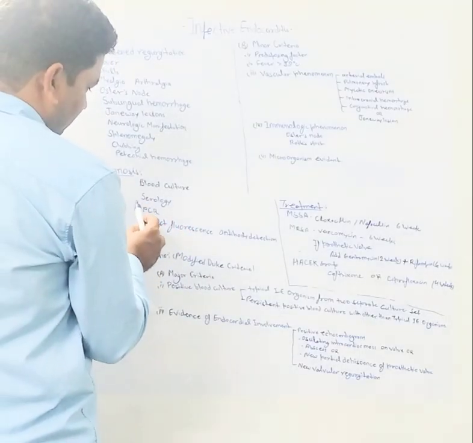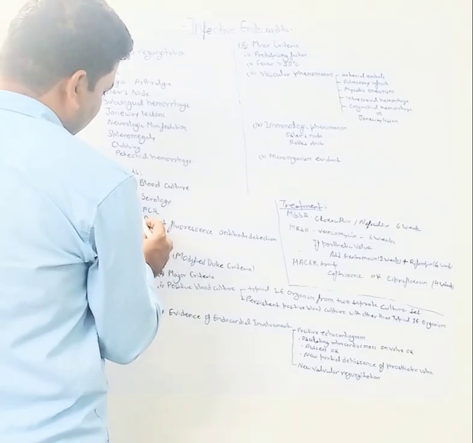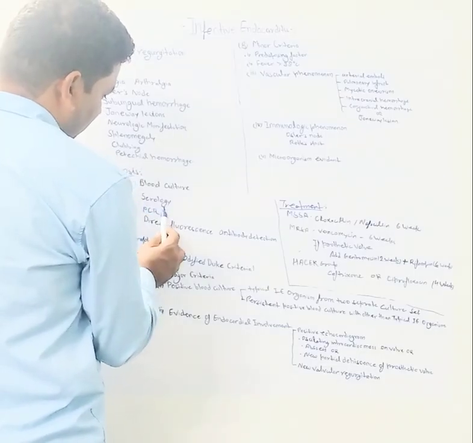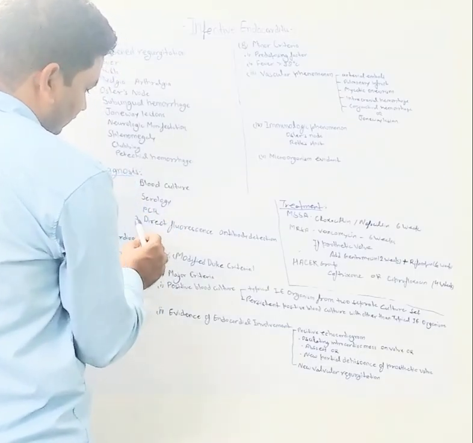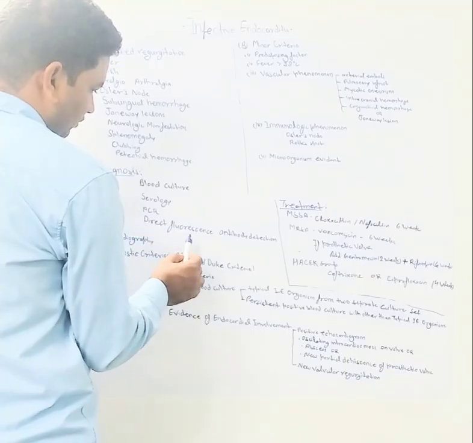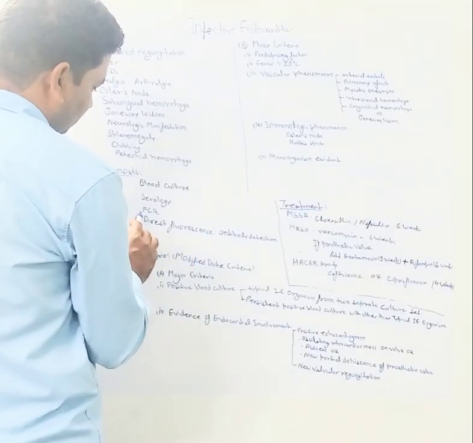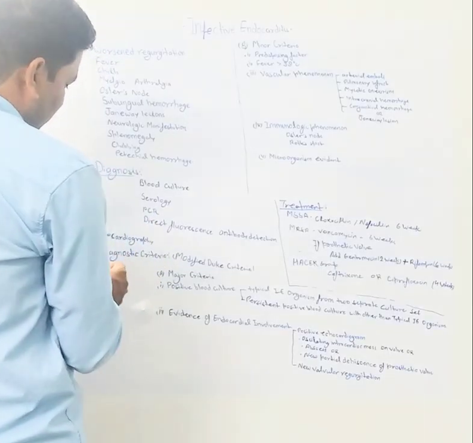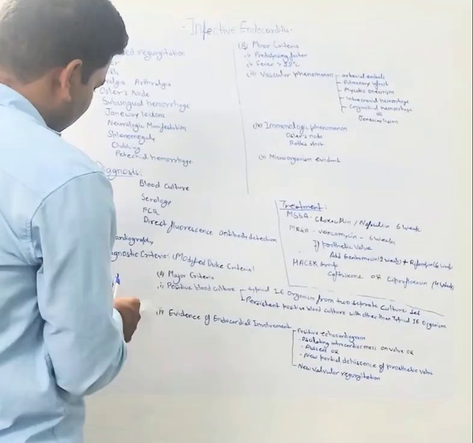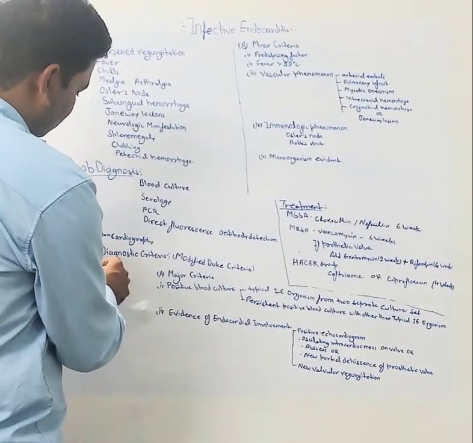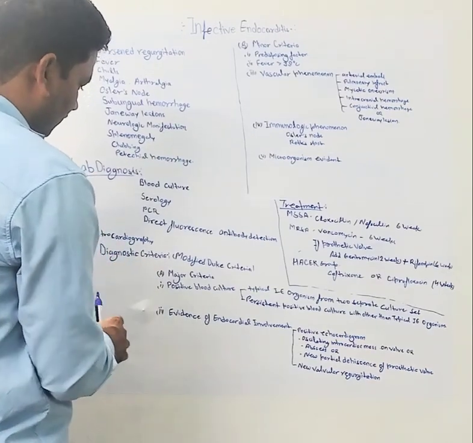Then the second method is serology. Third is direct fluorescence antibody detection. Otherwise, we can use PCR. And one other method is clinical diagnosis through electrocardiography.